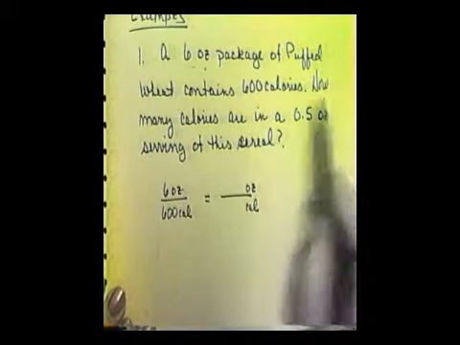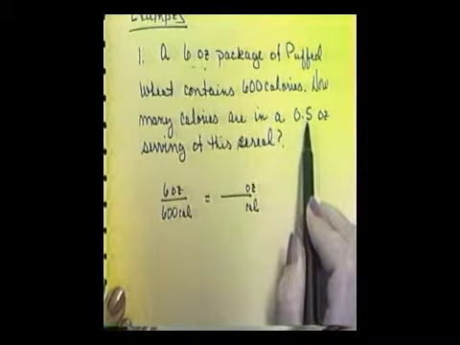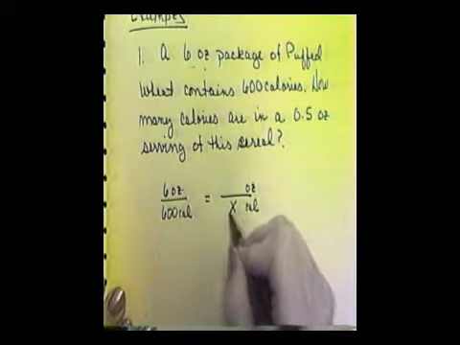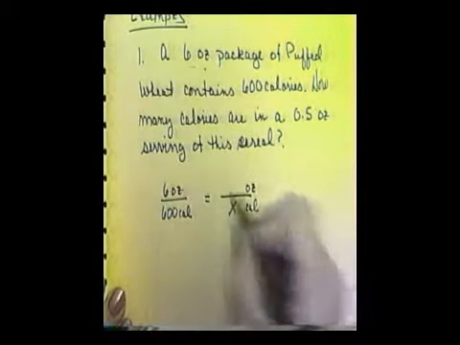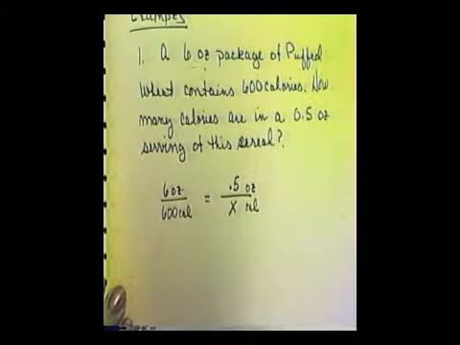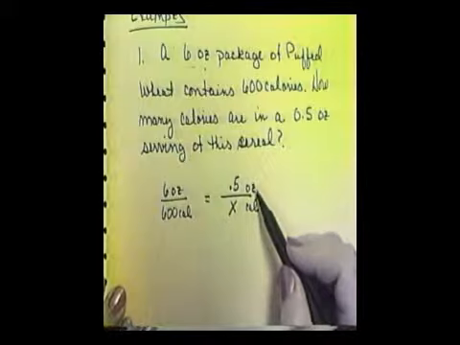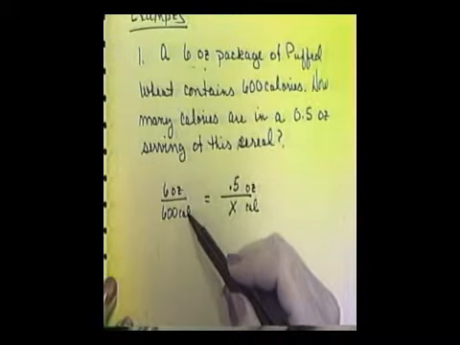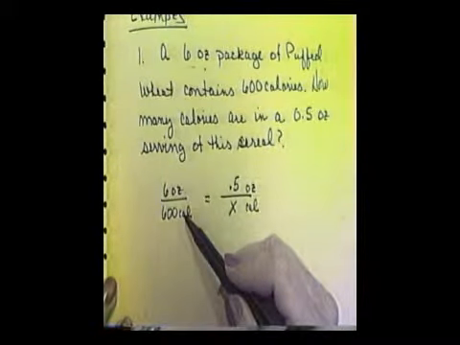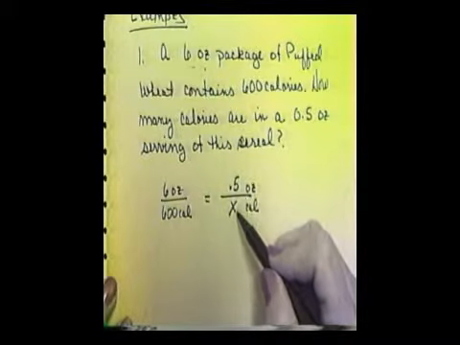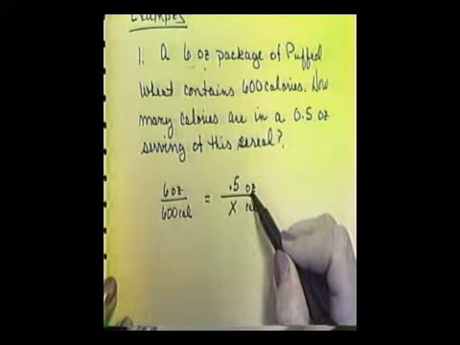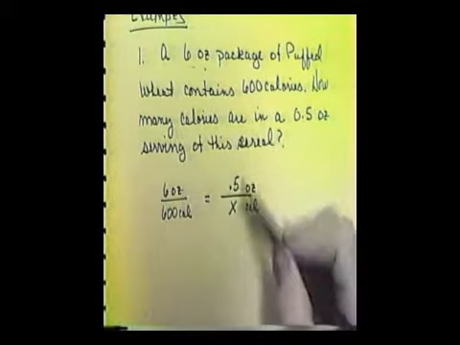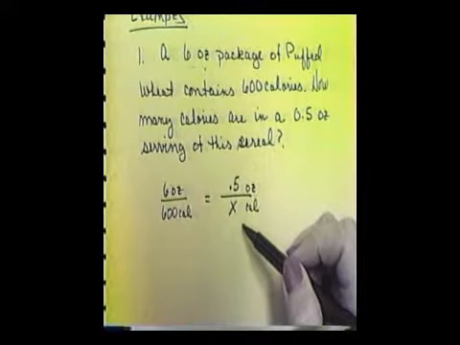Now, with the question that's asked, how many calories are in 0.5 ounces of the cereal? The calories is what we're looking for, so the calories are going to be X, and the ounces is 0.5. Now we've set up a proportion. Remember, we had 6 ounces to 600 calories. That was our given value. That's the original relationship. Now we want to know the amount of calories in 0.5 or 5/10 of an ounce.